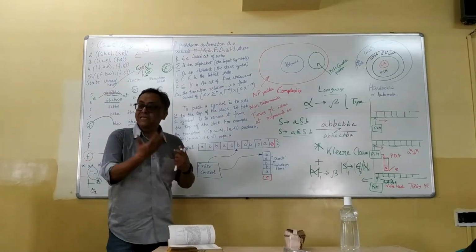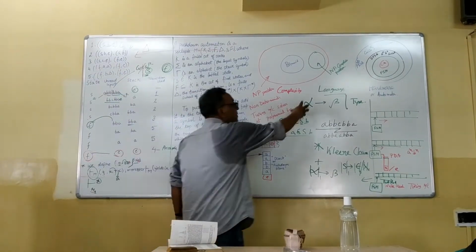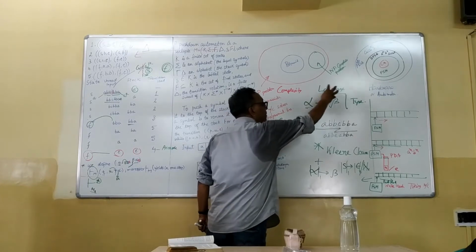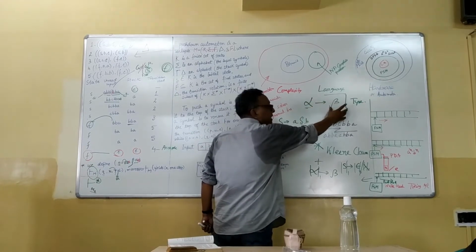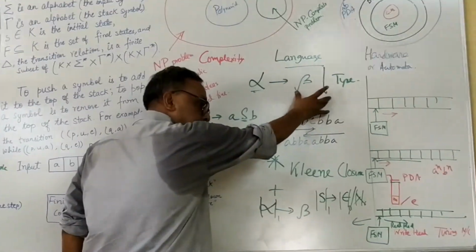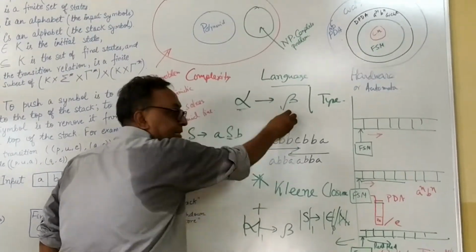Then it is called context sensitive grammar. Context sensitive grammar means it can be anything, but the only restriction is that the length of the string cannot be less than the left hand side.